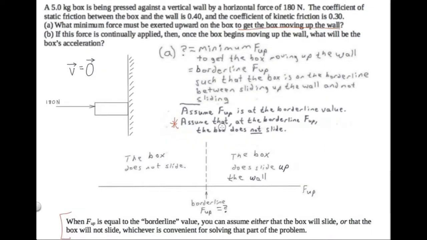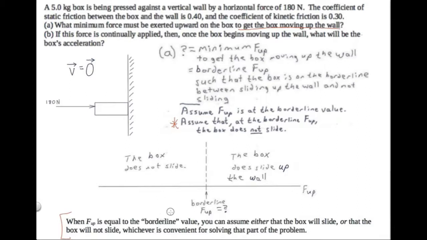Write down your assumption. For part A, we're going to assume that at the borderline, the box does not slide. That might seem to conflict with the wording of part A, which refers to the box moving up the wall, but we saw in the previous video that as a problem-solving technique, this is still a valid assumption. While the problem seems to be asking for the minimum force to make the box start moving, what the problem is really asking us for is the borderline force, at which the box is on the borderline between sliding and not sliding up the wall.